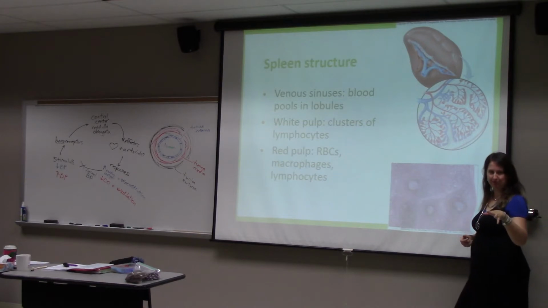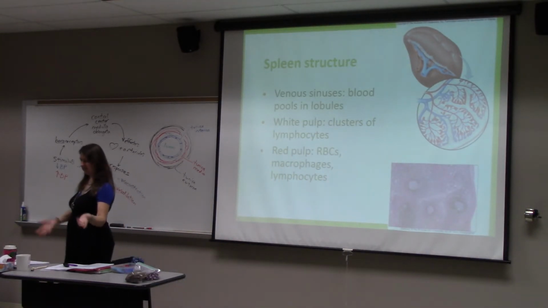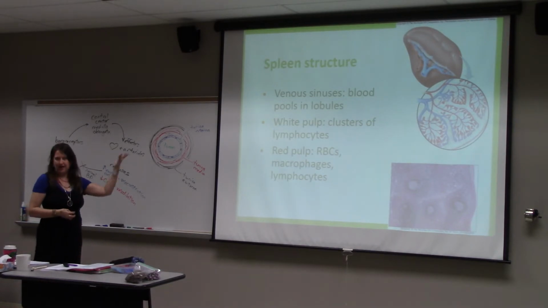We talked about the red blood cell life cycle a couple of chapters ago, how they get broken down in the liver and the spleen.